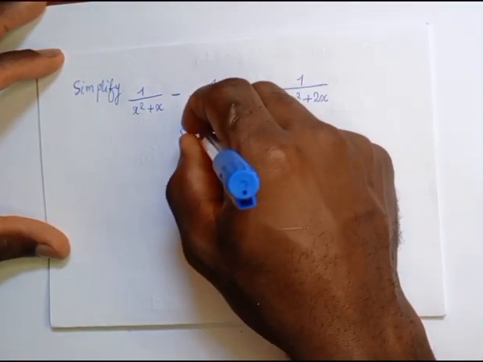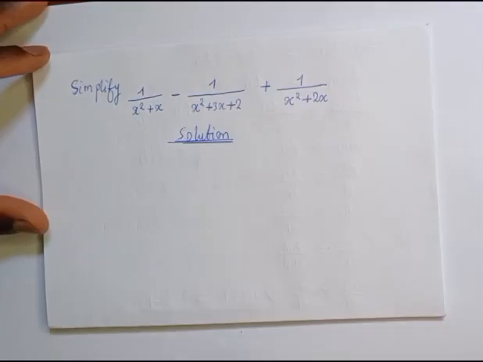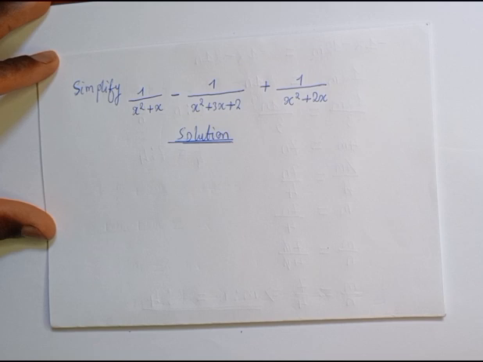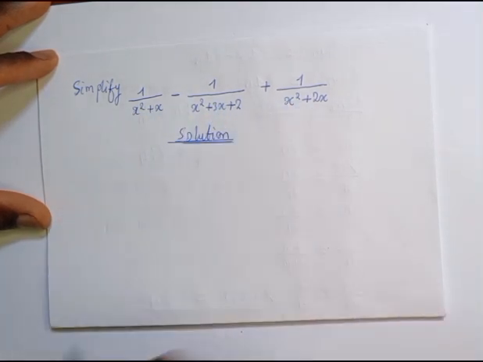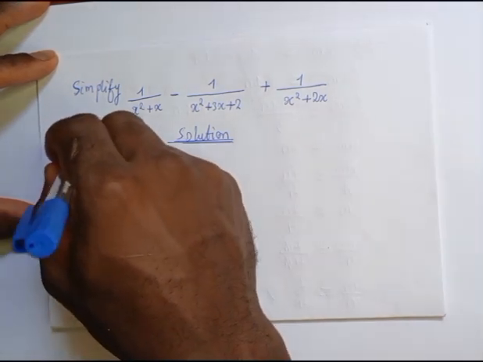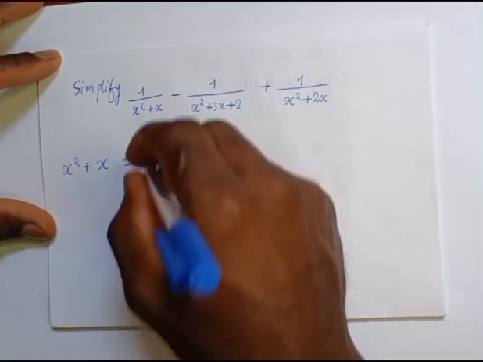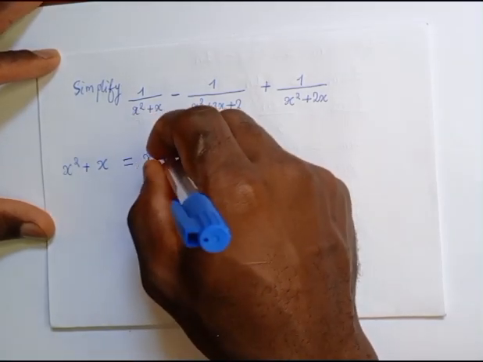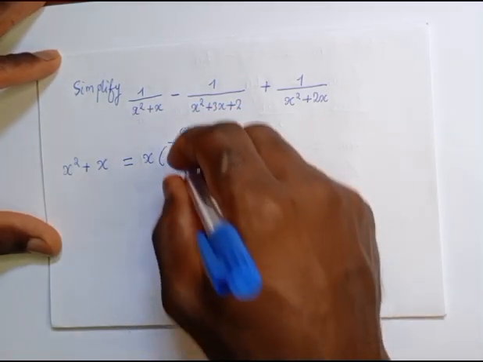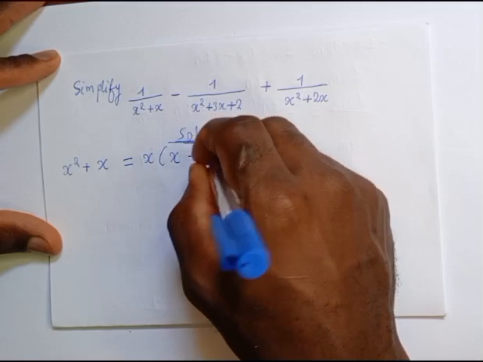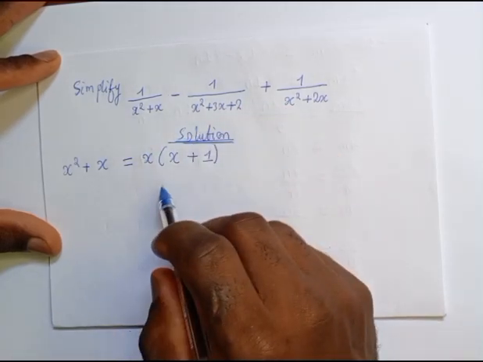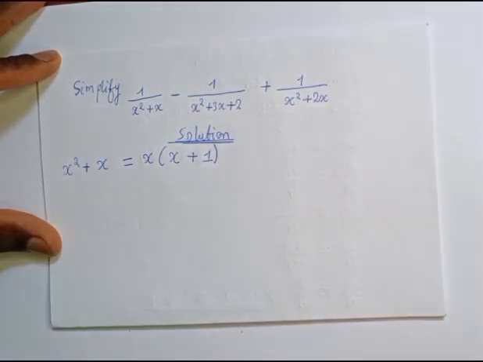We take the solution. First thing, we are going to start by factorizing the denominators of the three fractions. If we take the denominator of the first fraction, which is x squared plus x, x is common. We are going to factor out x. x times x gives us x squared, plus x times 1 gives us x.